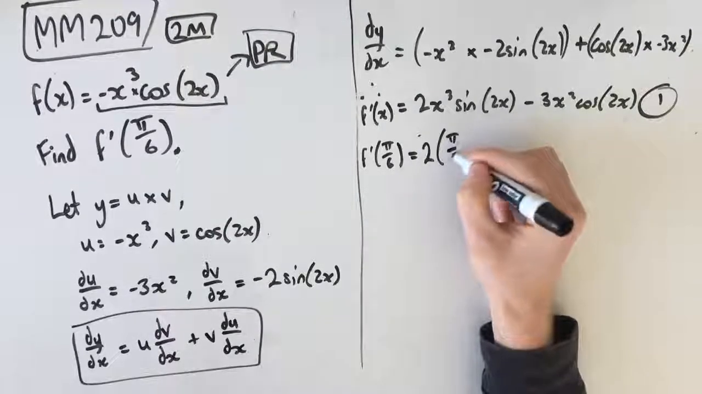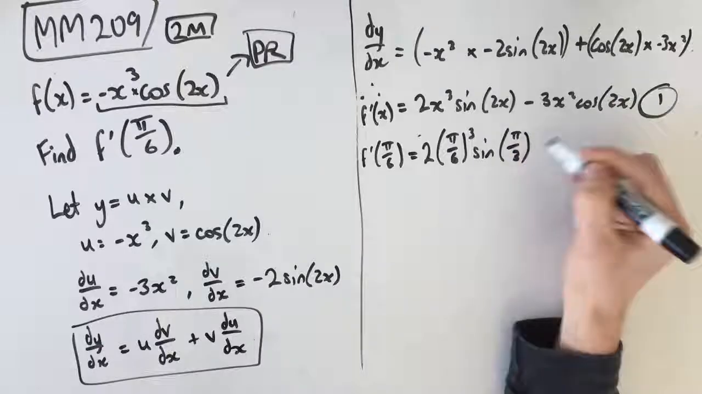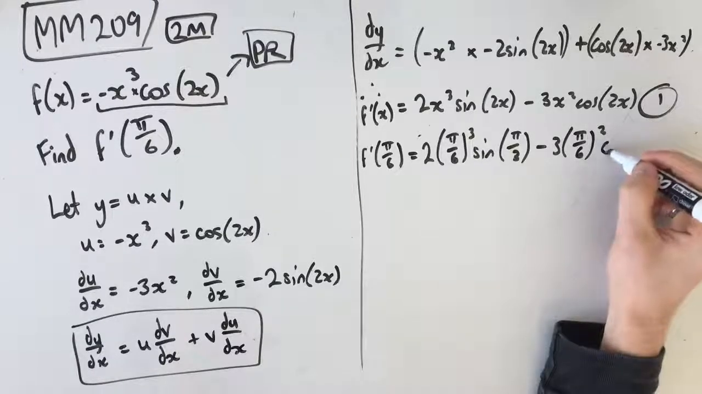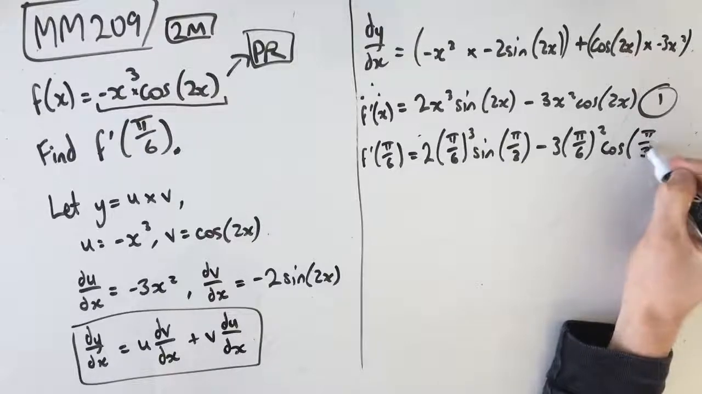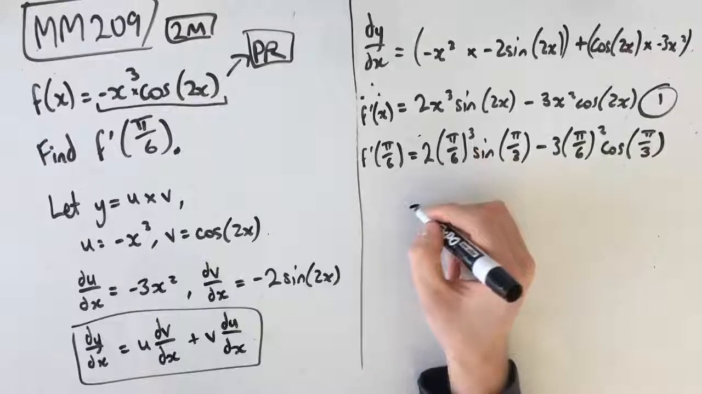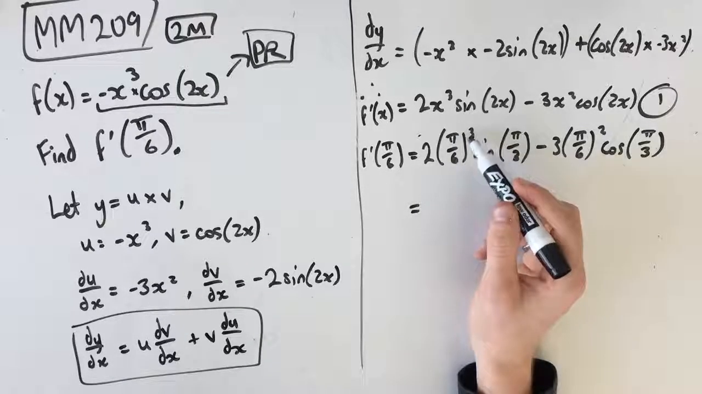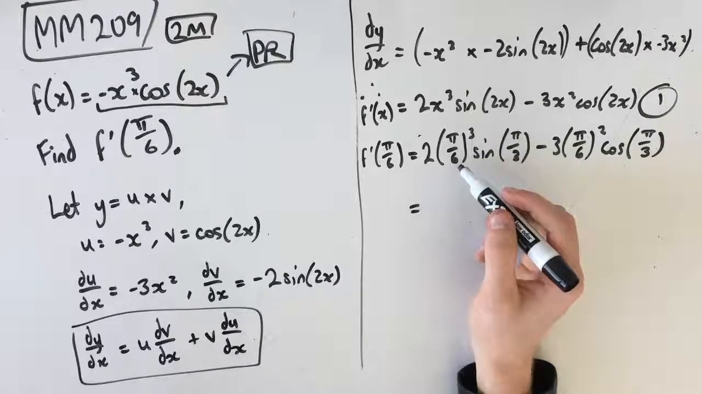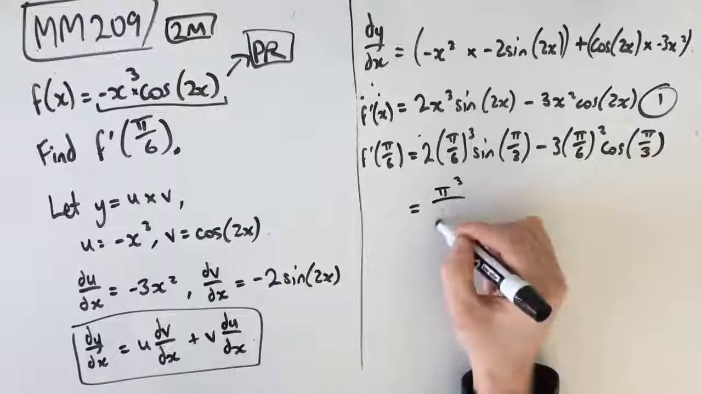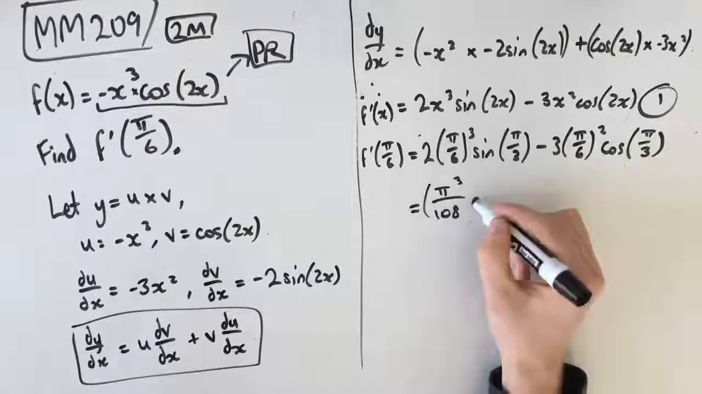So f dash of pi on 6 is simply going to be pi on 6 subbed into all of our x's. So 2 times pi on 6 cubed, sine of, now 2 times pi on 6 is pi on 3. Take 3, pi on 6 squared, times cos of 2 times pi on 6, which again is pi on 3. And from here, we're actually going to go down to get, so pi to the power of 3 is pi cubed, obviously. 6 to the power of 3 is 216. And then we've got a 2 on the top, so that's going to halve the 216 to get 108. So pi cubed on 108. Times sine of pi on 3, which is root 3 on 2. Okay, so times root 3 on 2.